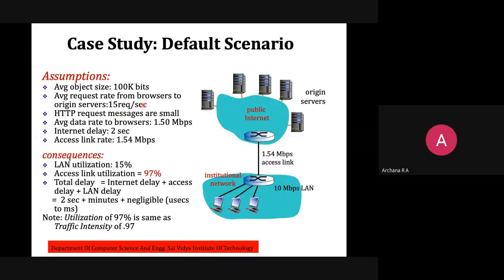15 requests per second will be there. The data rate to the browser will be 1.50 megabits per second, and the internet delay is 2 seconds. The access link rate is 1.54 megabits per second. But the thing is, here we have to see that the access link utilization should be reduced. Before it was 97% in the first solution, so this was the problem.